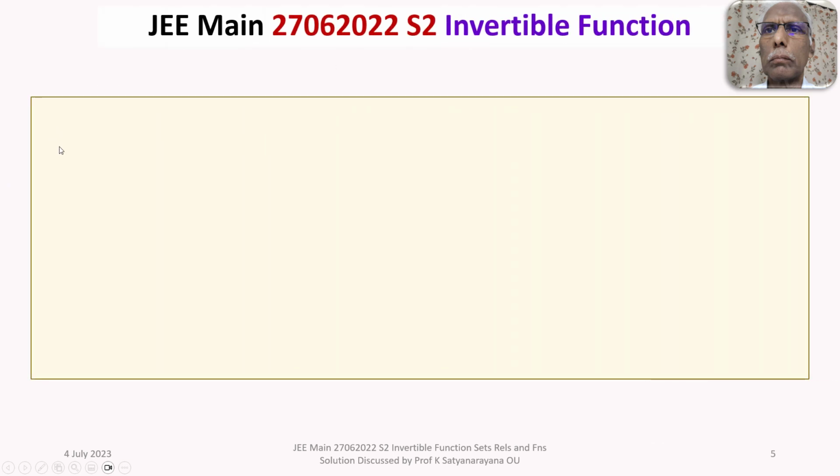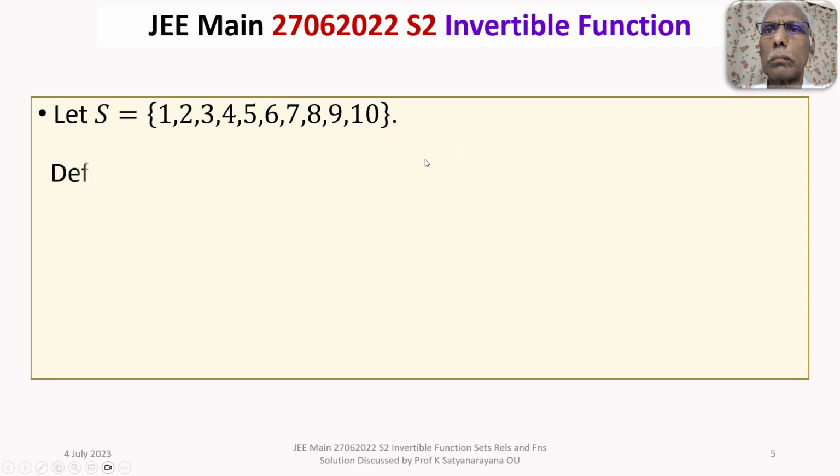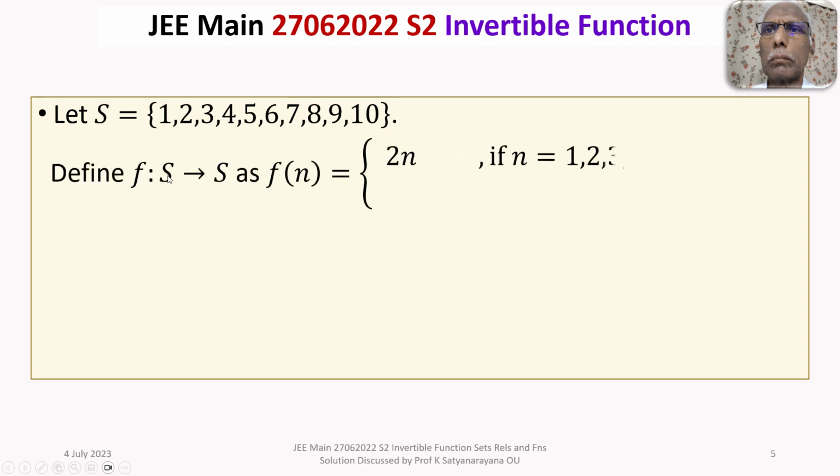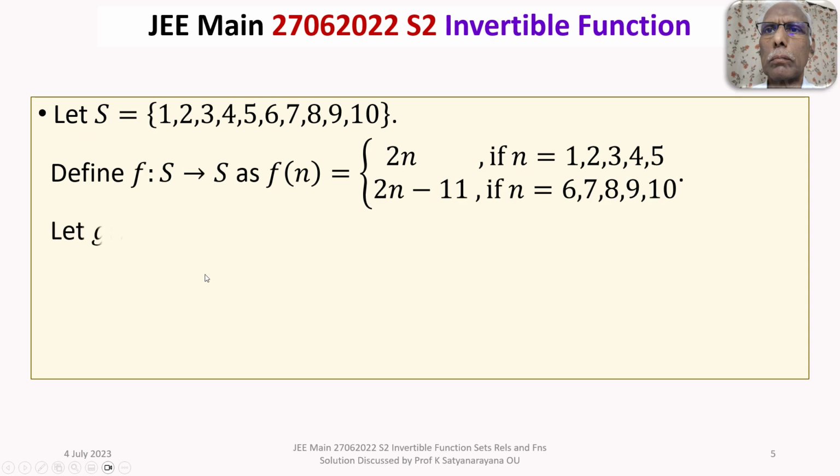The given question is: let S be a set consisting of the elements 1, 2, 3, 4, 5 up to 10. Define a function f from S to S as f of n is equal to 2n when n is equal to 1, 2, 3, 4, 5. f of n is equal to 2n minus 11 when n is equal to 6, 7, 8, 9, 10.